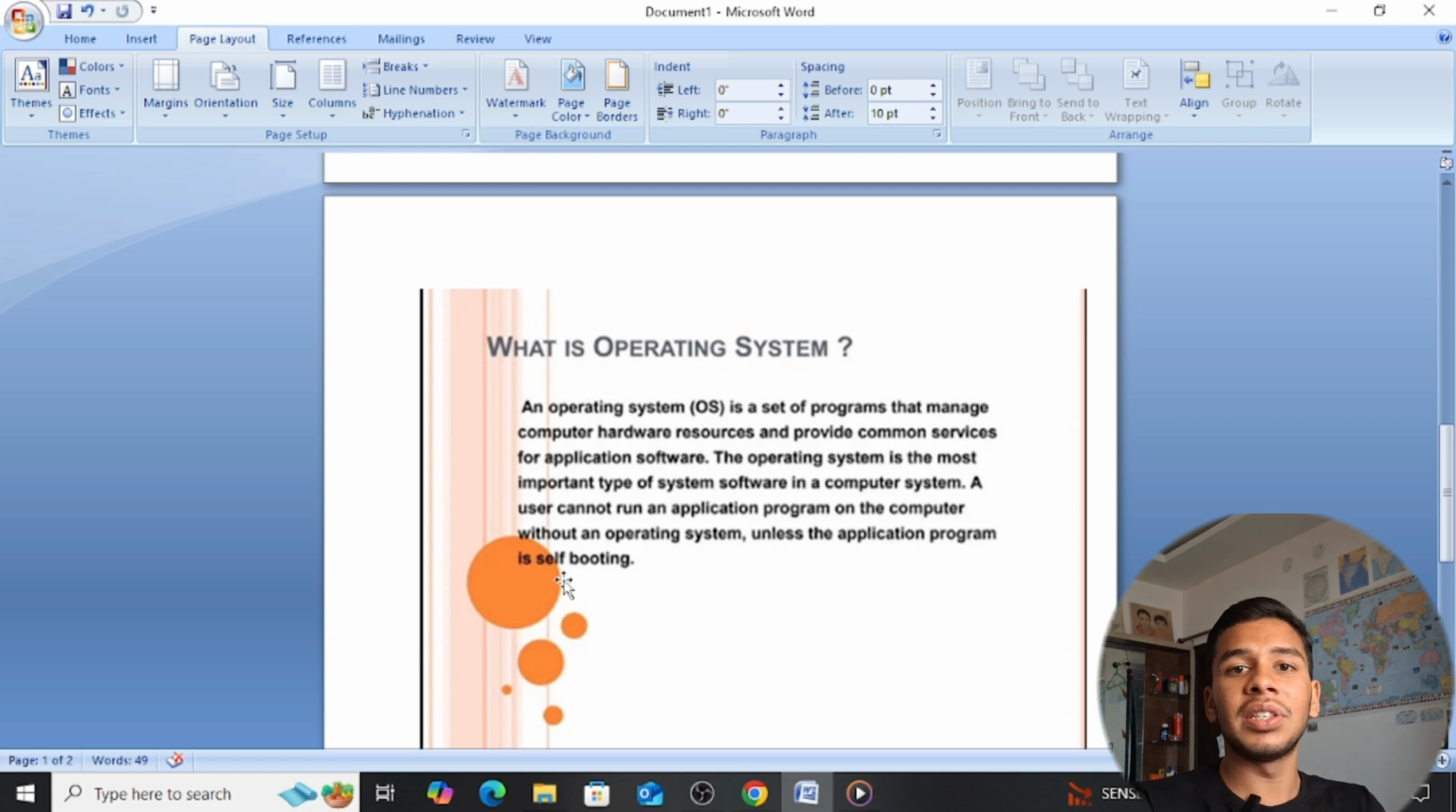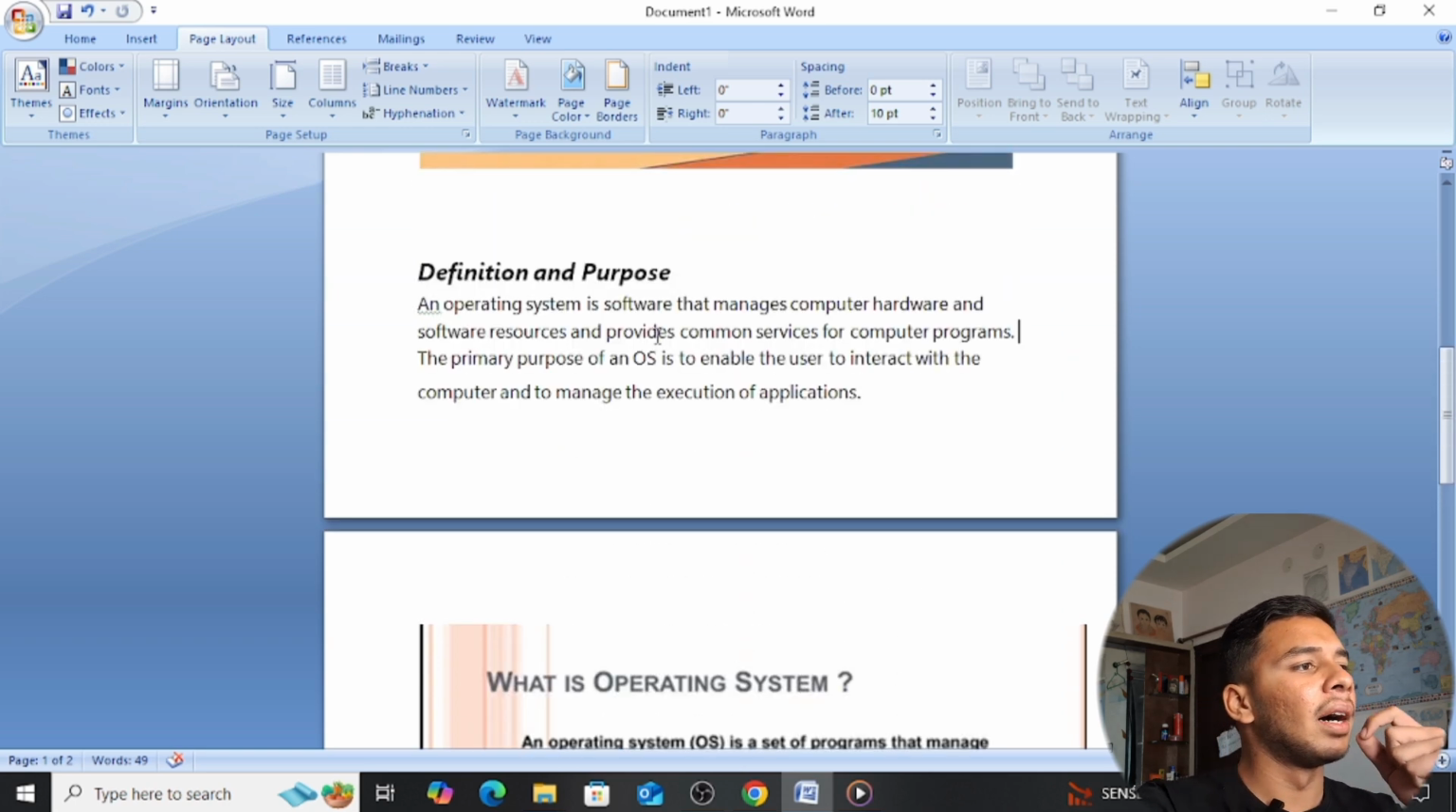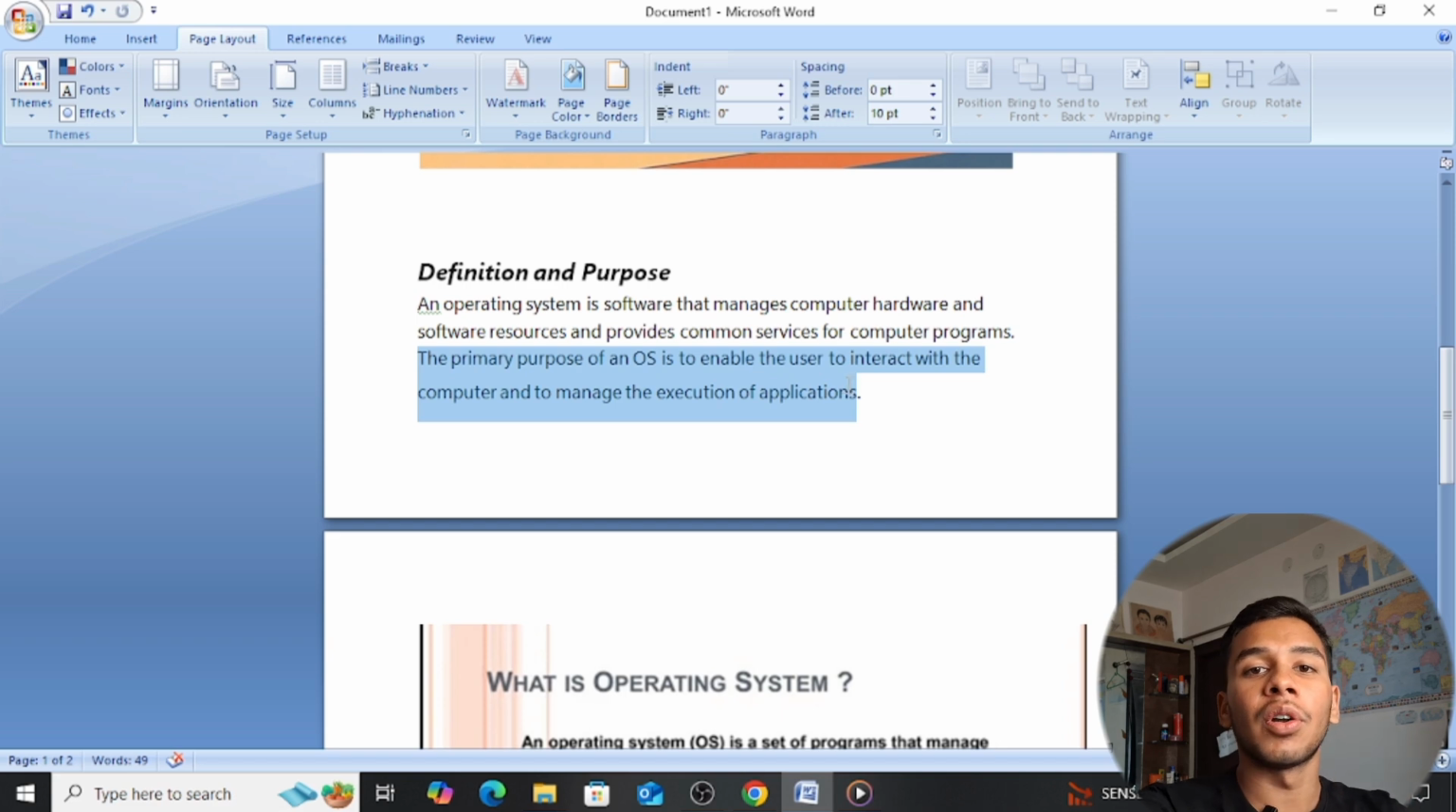So you can tell an OS is the interface which acts between a user and a computer's hardware component. That's it guys, it's very simple. The primary purpose of OS is to enable the user to interact with the computer. I'll highlight this one. The primary purpose of an OS is to enable the user to interact with the computer and manage the execution of applications. If you're building an application, it's very important to execute that application. To understand the execution and building of this application, OS is necessary. So this can be the basic definition and purpose of this OS, which is operating system.